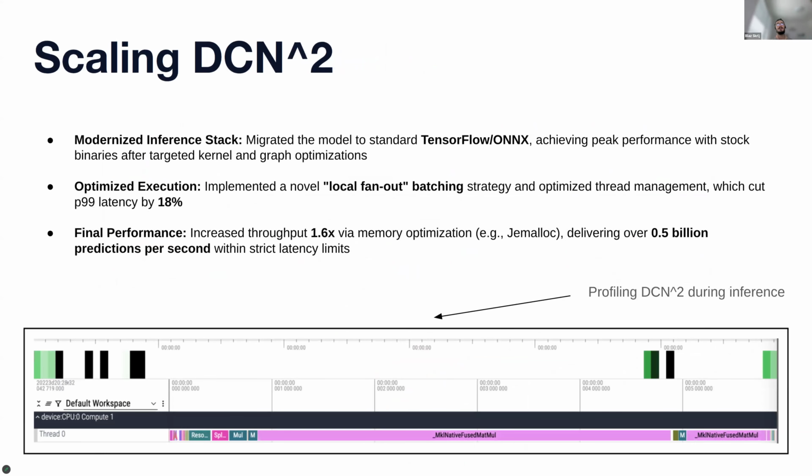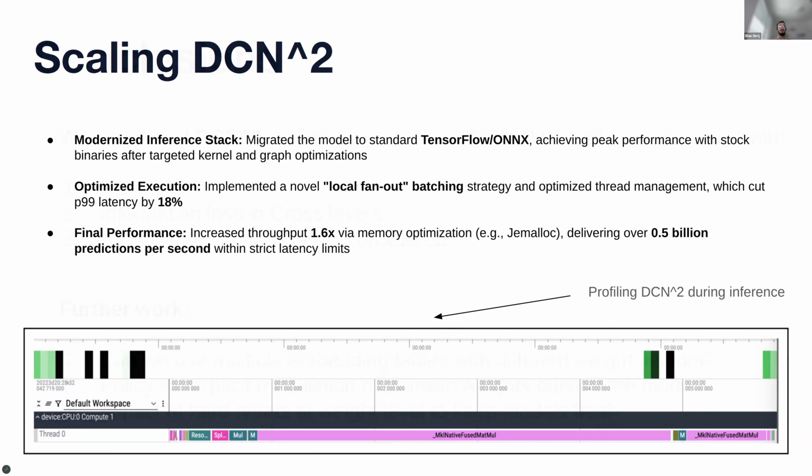When scaling DCN squared, we observed quite a few issues. However, we got it done in the end. We first had to modernize the inference stack. We iterated a bit between TensorFlow and ONNX as the final inference engine. However, currently we stick to TensorFlow. We also optimized execution by implementing a custom fan-out batching strategy, which significantly reduced the latency. And final performance was obtained via iterative memory optimization, which enabled us to deliver more than 500 million predictions per second.